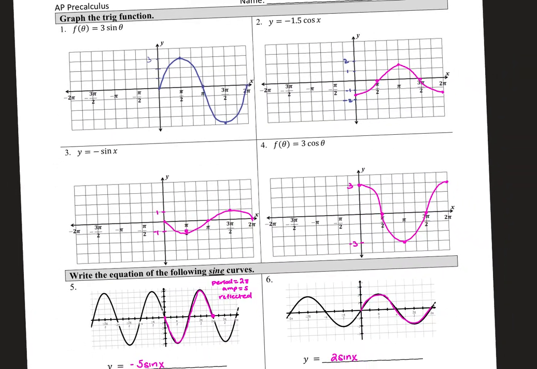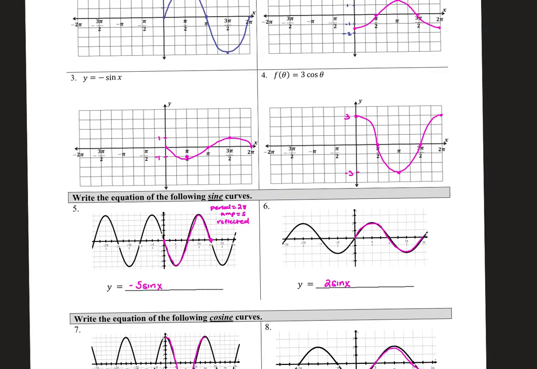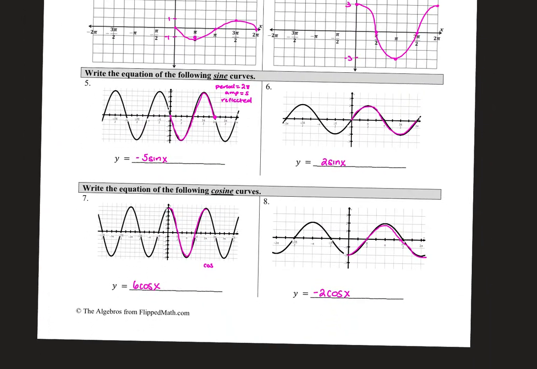And then, so obviously number 3 had a reflection where you'd have to flip it over. And then 5 through 8 was the reverse. 5 through 8 where we're reading the graph and we're getting the equation out of it. Any questions on those?